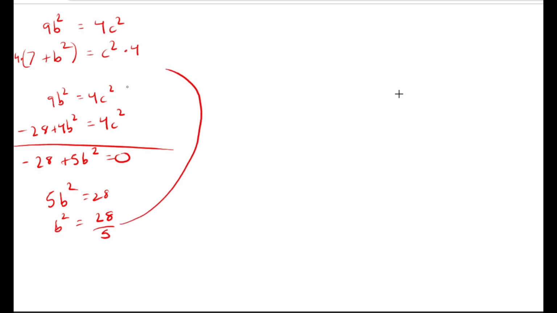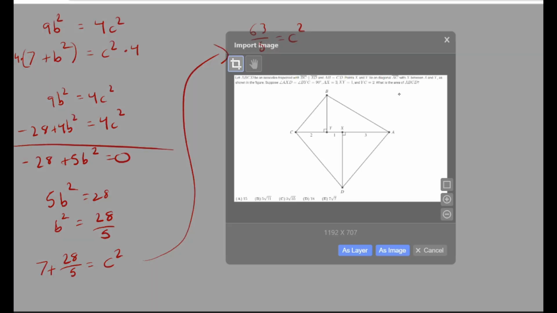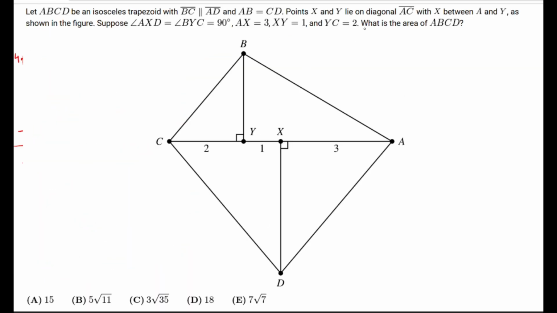Sub that back into this, except that equation divided by 4, of course. And then we get 7 plus 28 over 5 equals C squared. Let's keep moving. 63 over 5 equals C squared. And if we jump back to the question, it's asking for the area of ABCD, right? What's the area of ABCD?